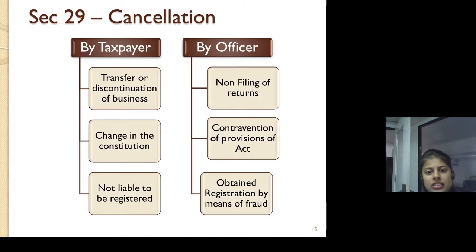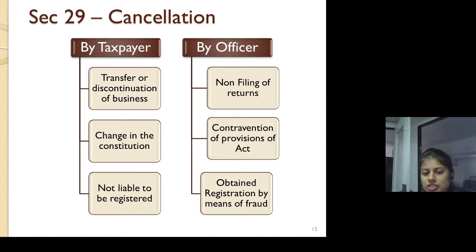Next, we are going to take cancellation. Now, why would somebody cancel a GST registration? There could be two scenarios wherein either the taxpayer himself decides to cancel the registration, or the registration is cancelled by the officers. Let's see what are the conditions in which the taxpayer will cancel the registration. One is transfer or discontinuance of business. Now, if I have to sell my business, or I have to discontinue my business, I would not like to continue my GST registration. For that, I can make an application and go for the cancellation of my registration.